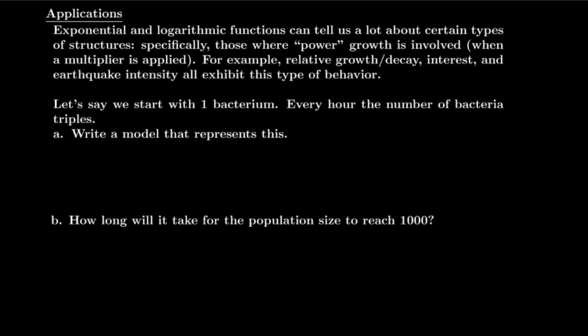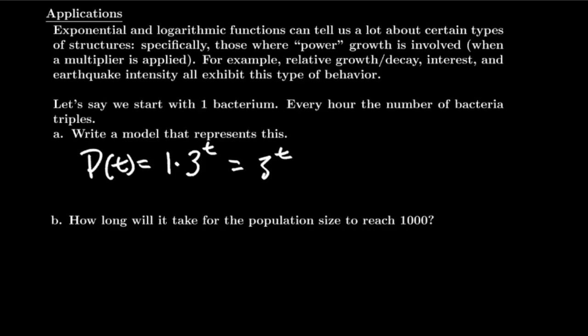Okay, so let's just start with some basics. Let's say we have one bacterium, and every hour, the number of bacteria in this culture triples. So let's write a model that represents this. Let's say P of t is going to represent the population relative to time. So you start with one bacterium, and then every hour you multiply by 3, basically. So that could just easily be 1 times 3 to the t power. In other words, just 3 to the t. And that's going to get you what you need.